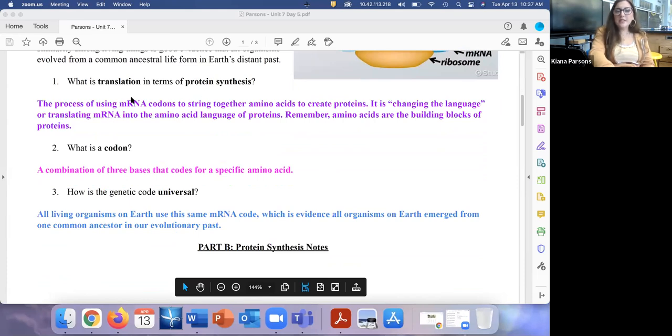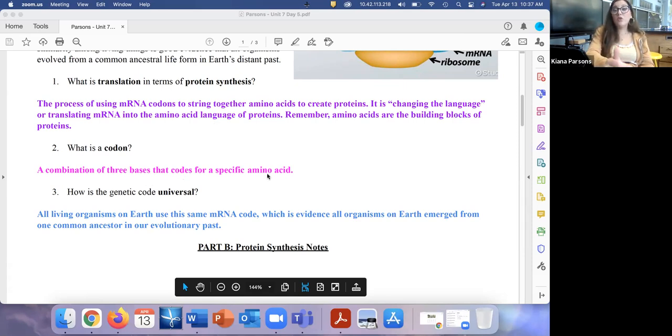Translation is the process of using mRNA codons to string together amino acids to create proteins. It is changing the language, or translating mRNA, into the amino acid language of proteins. Remember, amino acids are the building blocks of proteins. What is a codon? A codon is a combination of 3 bases, basically a word in genetic code that codes for a specific amino acid.